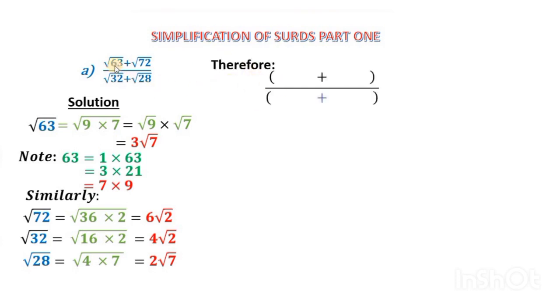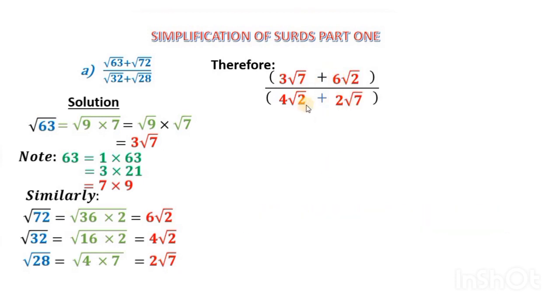On the numerator, we have root 63. Root 63 will be replaced by 3 root 7. So we have 3 root 7 right here. And in place of root 72, we will have 6 root 2. That is here. And then for root 32, we are going to replace it with 4 root 2. So we have 4 root 2 right here. And finally, root 28, we have to replace by 2 root 7. And therefore, we have 2 root 7 here.